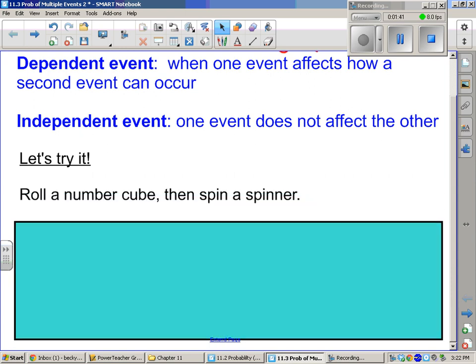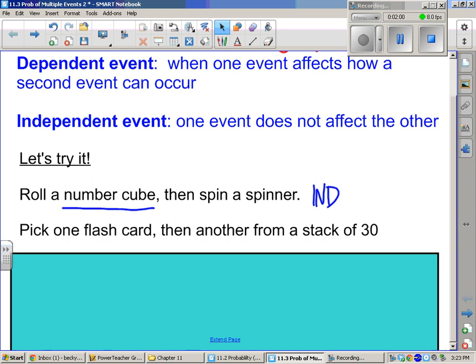So if I roll a number cube. What's a number cube? It's the same thing as a die, which is singular for dice. But your book calls it a number cube. Right. And then I spin a spinner. Do those affect each other? No. We can do one without worrying about what the other one is.